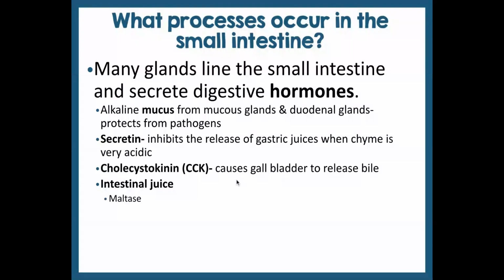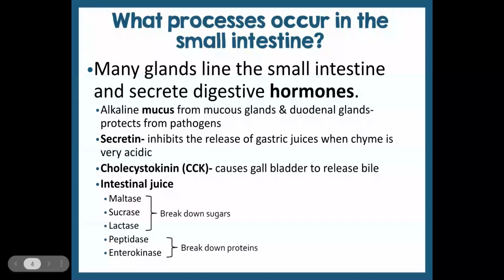Intestinal juice includes maltase, sucrase, lactase, peptidase, and enterokinase. All of these are enzymes that break down various things. So the maltase, sucrase, and lactase break down sugars, and the peptidase and enterokinase break down proteins.